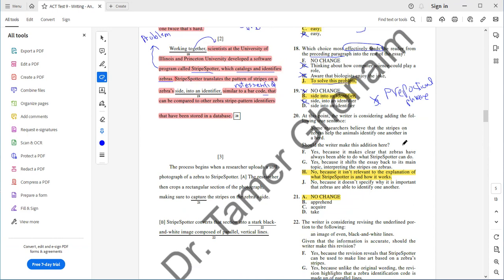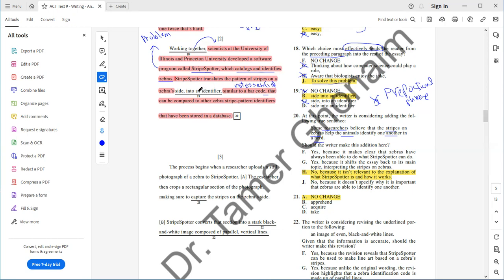Okay. At this point, the writer is considering adding the following true sentence: Some researchers believe that the stripes on zebras help the animals identify one another in a herd. Just wait. Actually, we are talking about zebras, and we're talking about spotting them by using a program called Stripe Spotter. How? Actually, we said that if we spot one, we can find it another time because all of them look like each other.